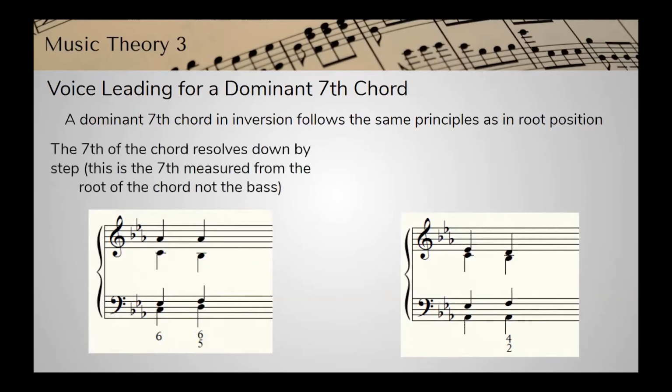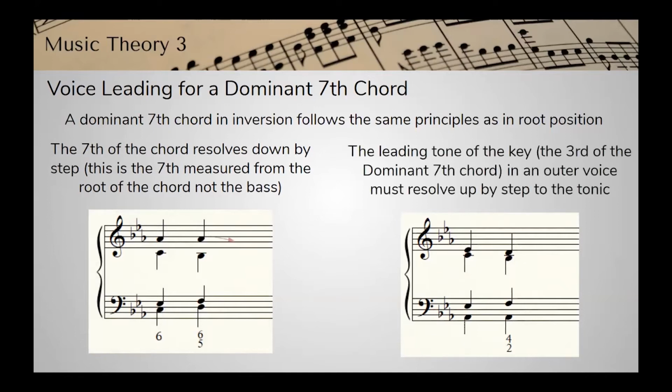So the first one is the seventh of the chord resolves down by step, and the leading tone resolves up by step. Okay, and you can see this in the first example, that A flat is still in the soprano, so that will resolve down to the G. And then that leading tone this time is in the bass. So the D is now in the bass, so that has to resolve up by step to an E flat. Okay, and when the leading tone is in an outer voice like the bass, it does need to resolve up. There's really no way of avoiding that.